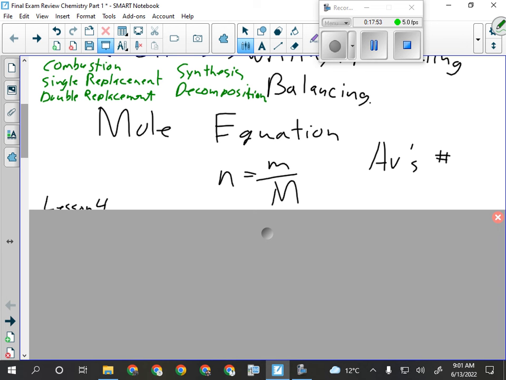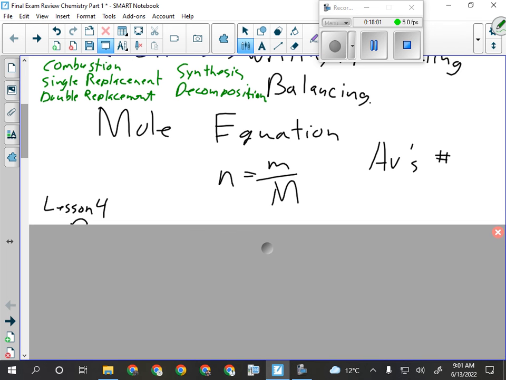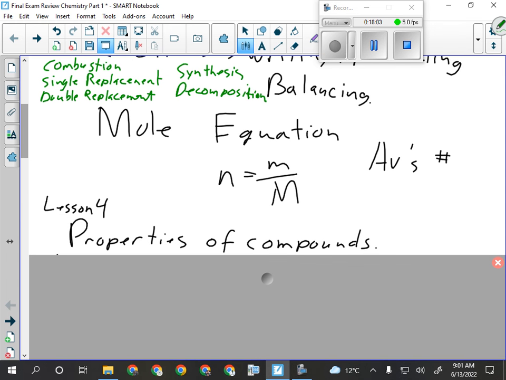Okay, those would be the really heavily weighted things that would be in the written response part of the final exam. Other things that are going to be on the final exam, like in the multiple choice part, could be lesson 4. Lesson 4 was properties of compounds. And we did a lab where we used the physical properties of a compound to determine its identity. So expect to have a couple at least of multiple choice questions about that, where I probably ask you to do just that.